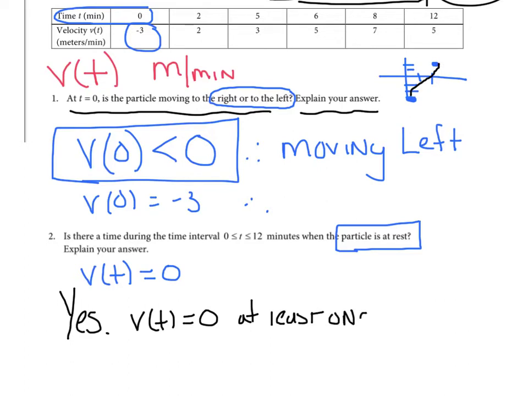And my pen's kind of dying on me, I apologize. And now we have to state a little more, so I'm going to say that's on the open interval 0 to 12. And again, you can look this theorem up back in your notes.